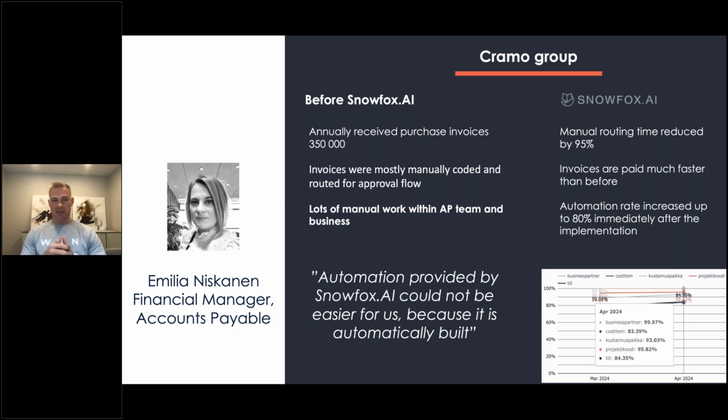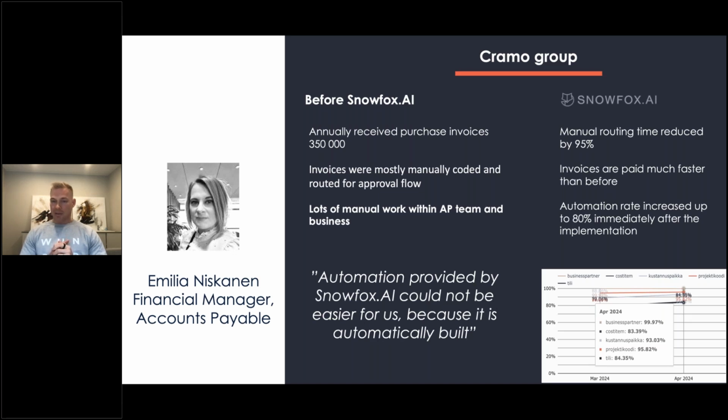So only 5% is left after implementing Snowbox AI, and that is really amazing. And they tell that their invoices are paid much faster than before, so there are no late payment fees anymore. And their automation rate increased up to 80% immediately after the implementation, and it's inclining all the time. And I actually took a screenshot from the analytics tool from April 24, so this month basically.